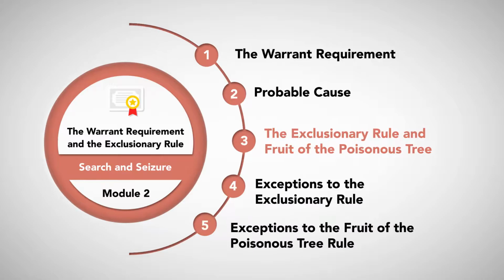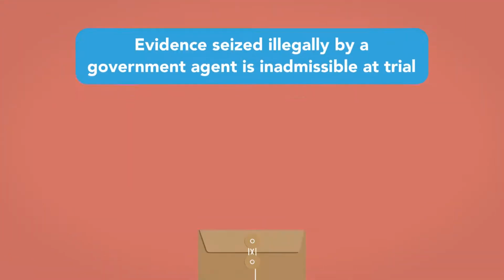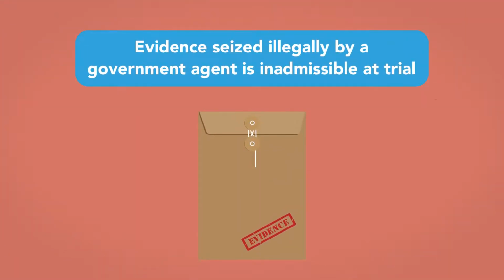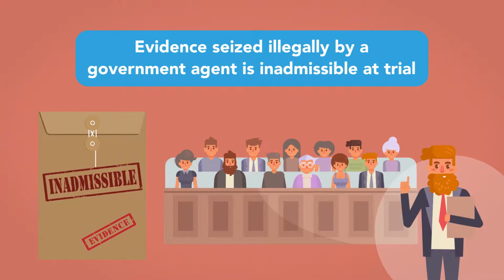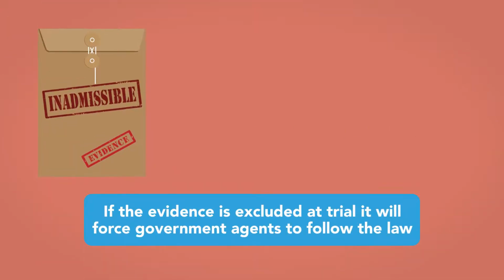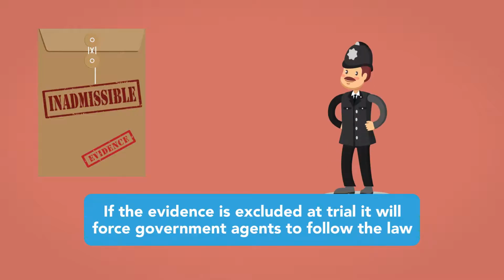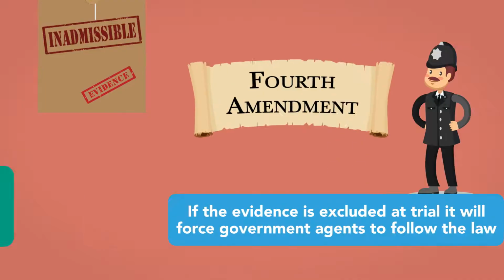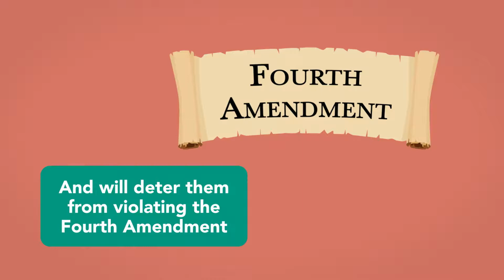The Exclusionary Rule and the fruit of the poisonous tree. The Exclusionary Rule dictates that evidence seized illegally by a government agent is inadmissible at trial. The rationale behind this rule is deterrence. The idea is that if the evidence is excluded at trial, it will force the government agents to follow the law, and will deter them from violating the Fourth Amendment.